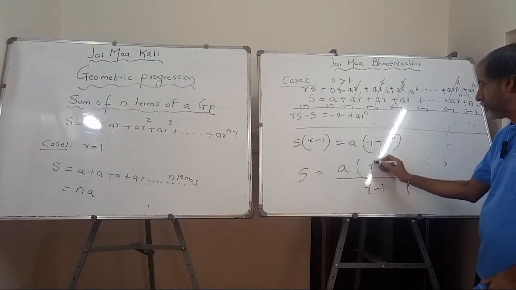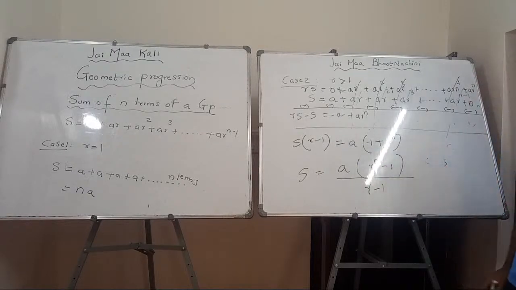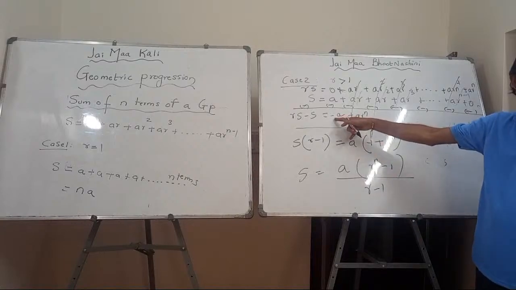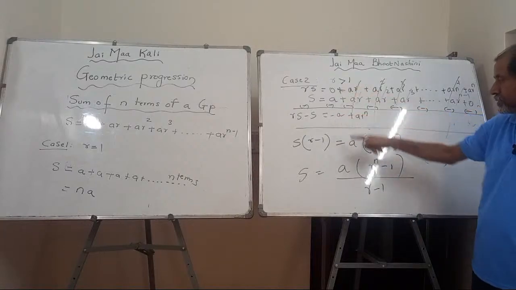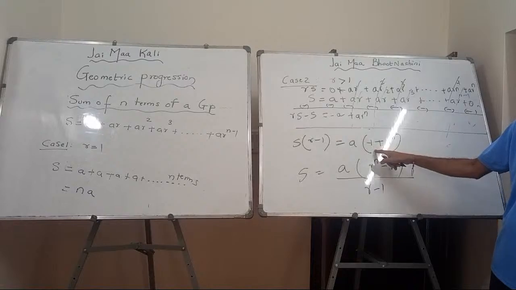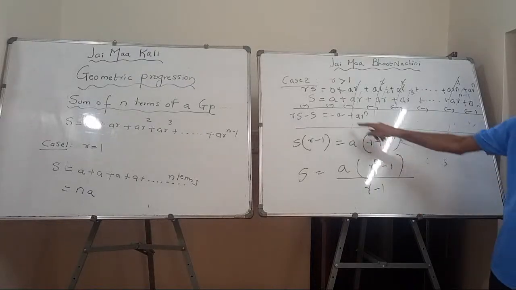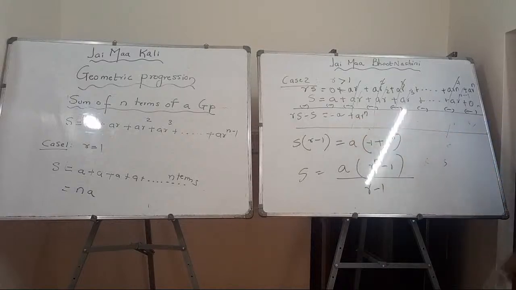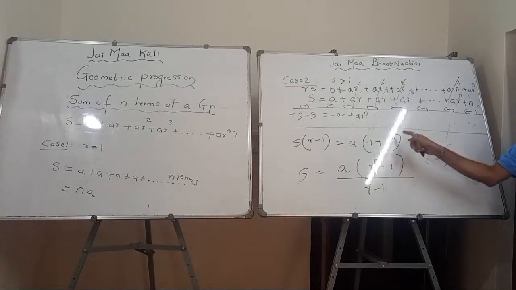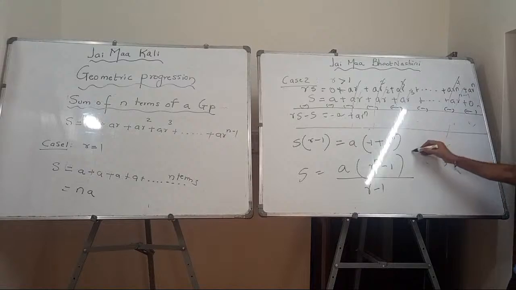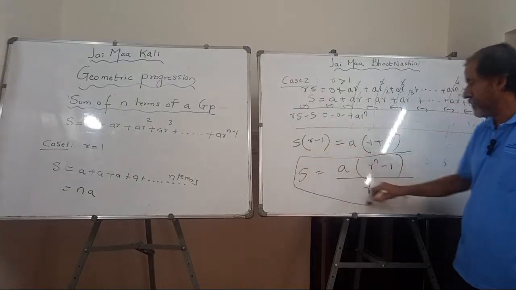You understood, right? This is minus A, no? 0 minus A. So it was minus A. Yes? So when I open the bracket, I'll get this. So minus 1 plus Rn is nothing but Rn minus 1. Yes? So this is the formula. If you see, there is a change of sign.